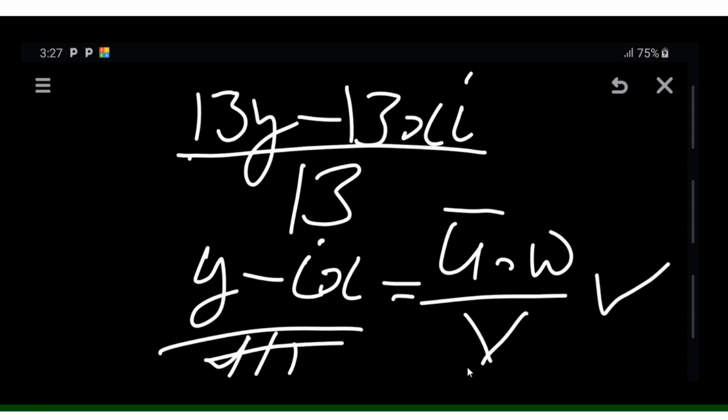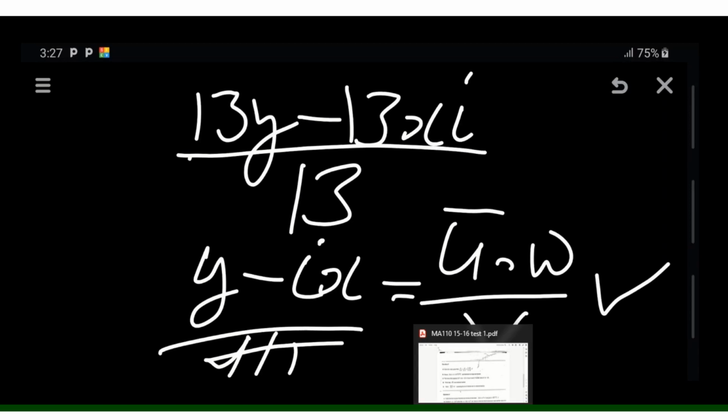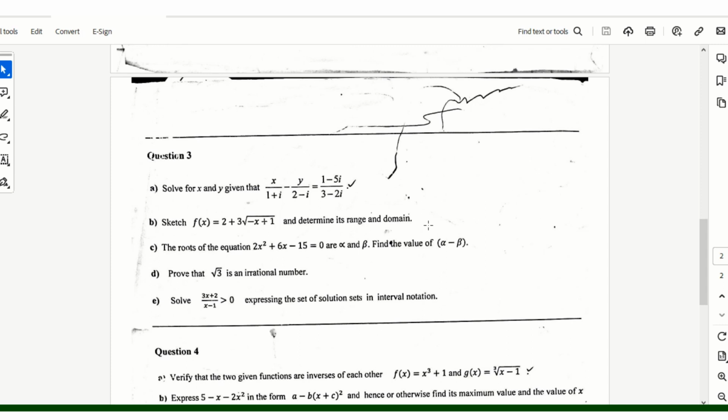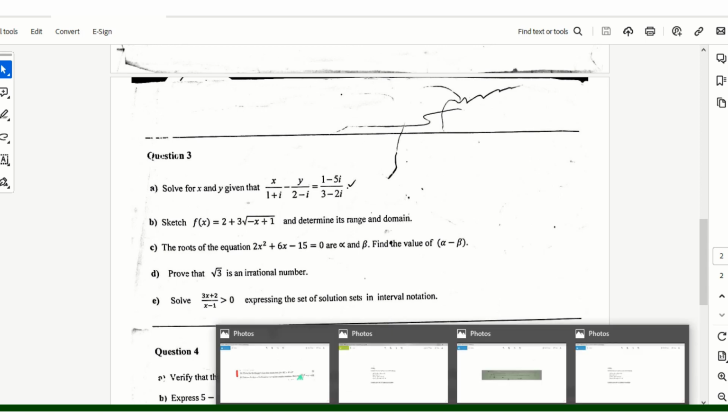All right, now we go to the last question. This one we are finding the values of x and y, and you can see we have the fraction on the left side and a fraction on the right hand side. Now you can just pause the video and try this one and compare with what we'll be doing together.